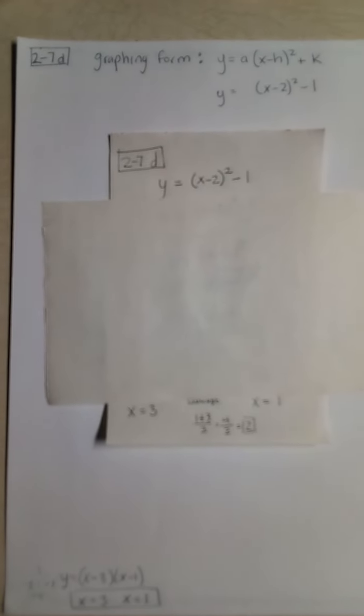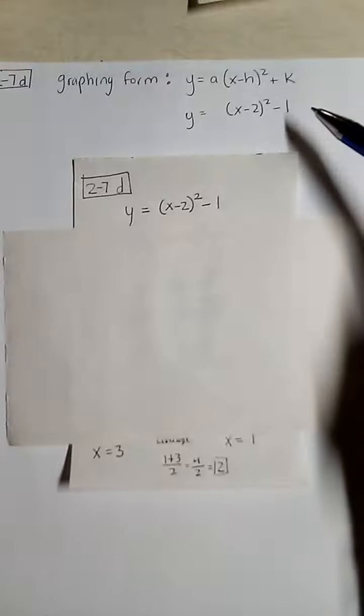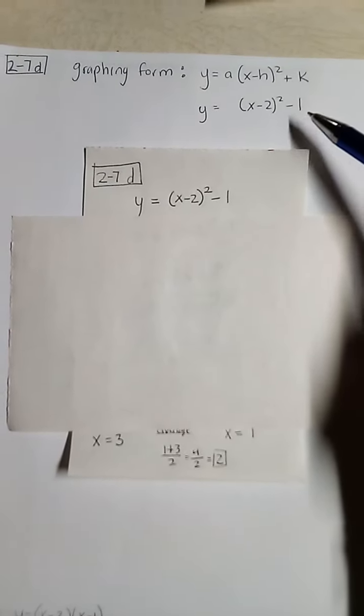Here's Integrated 3, it's 2-7D, and it wants you to write the equation in graphing form by finding the vertex and then averaging the intercepts to find the vertex.